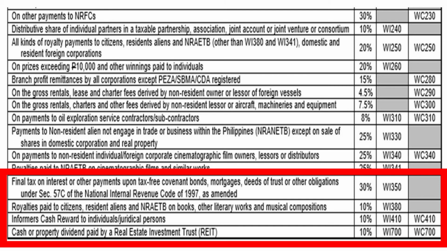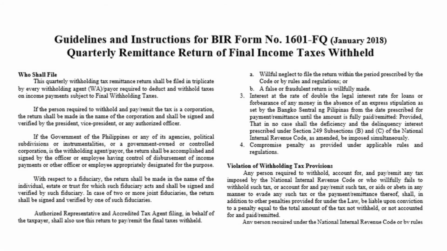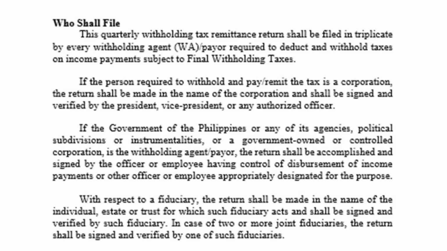Cash or property dividend paid by real estate investment trust, 10%. For individual W1700, for corporation WC700. So for the guidance and instructions for BIR Form number 1601-FQ, quarterly remittance return of final income taxes withheld. Who shall file: the quarterly withholding tax remittance shall be filed in triplicate by every withholding agent, payer required to deduct and withhold taxes on income payments subject to final withholding tax.